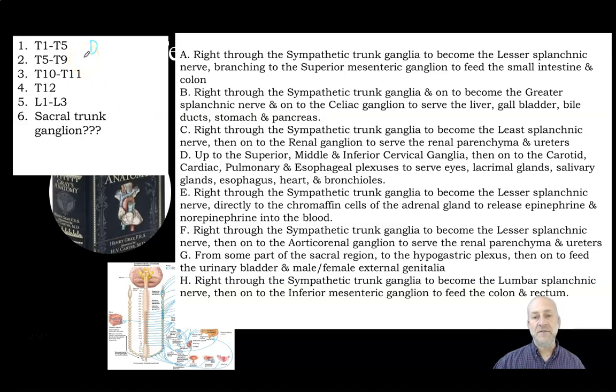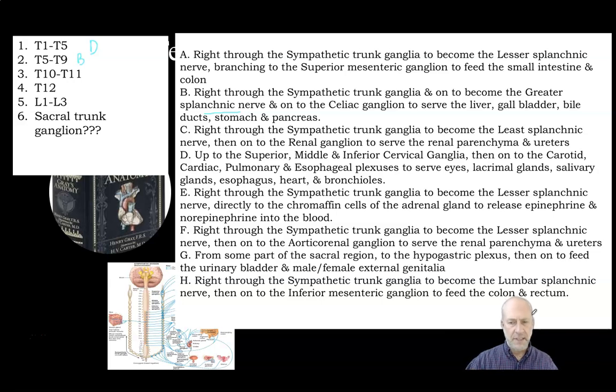All right, T5 to T9, what are you going to do? B, you're going to feed right through the sympathetic trunk ganglion on your level, and you're going to go on to become the greater splanchnic nerve. And then you're going to feed that celiac ganglion. That's going to feed the liver, the gallbladder, the bile ducts, and the stomach and the pancreas, right? And at the liver, you're going to increase blood sugar. At the gallbladder, the bile duct, stomach, and all, you're going to essentially decrease digestion, right? And at the pancreas, you're going to crank up glucagon to increase blood sugar.